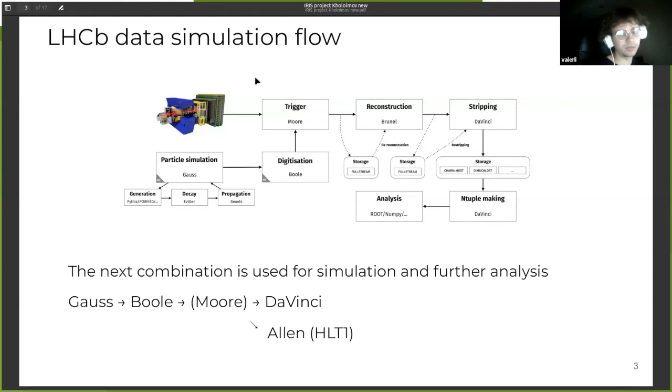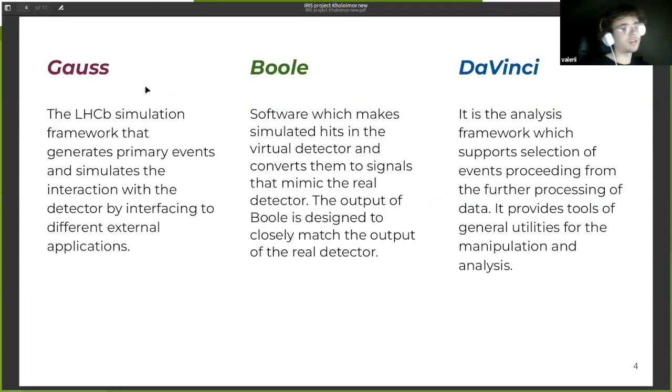As you can also see in the slides, on the left there is also data from the detector. And usually for analysis, we can use Gauss, Boole, and from Boole it can be used in DaVinci, which is used for Monte Carlo analysis, or in Allen, which is the HLT1 trigger, which runs using GPU. So that's a general definition of the different LHCb frameworks, which I already described.